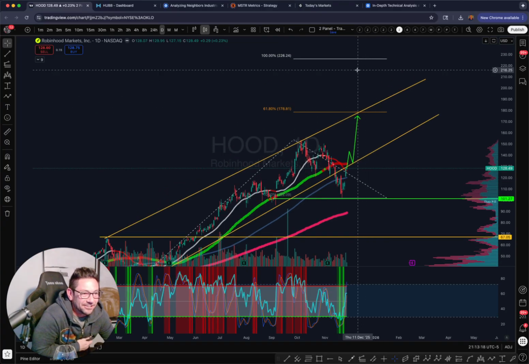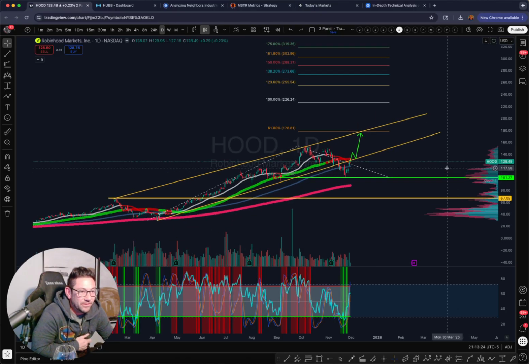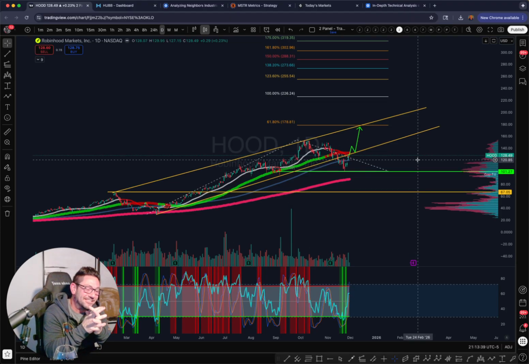Okay, second target though. Look at this. The 100% move off a trend-based extension is going to be 226. Then you even have higher levels from there. You have 255, you have 273. I mean, it gets kind of crazy, but you could have a price target as high as 302. So there you go, bulls. If you like Robinhood and you're on the bull side, there's your targets. Upside of about 300 on an extremely, extremely bullish move.